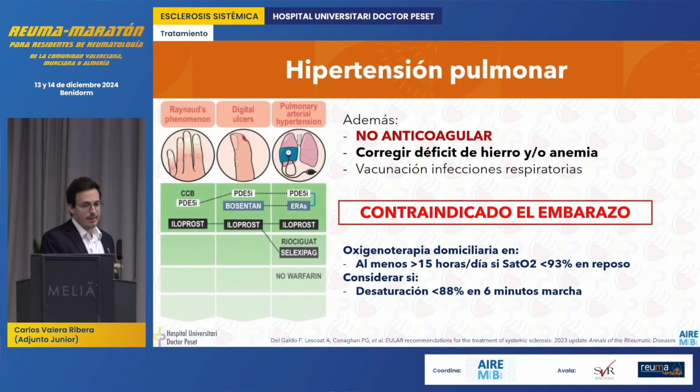Finally, note in pulmonary arterial hypertension, group 1, anticoagulants are not indicated. Correcting iron deficiency and anemia, and remember vaccines for respiratory infections. In these patients, pregnancy is contraindicated as it is very high risk. And then there are considerations regarding home oxygen therapy.